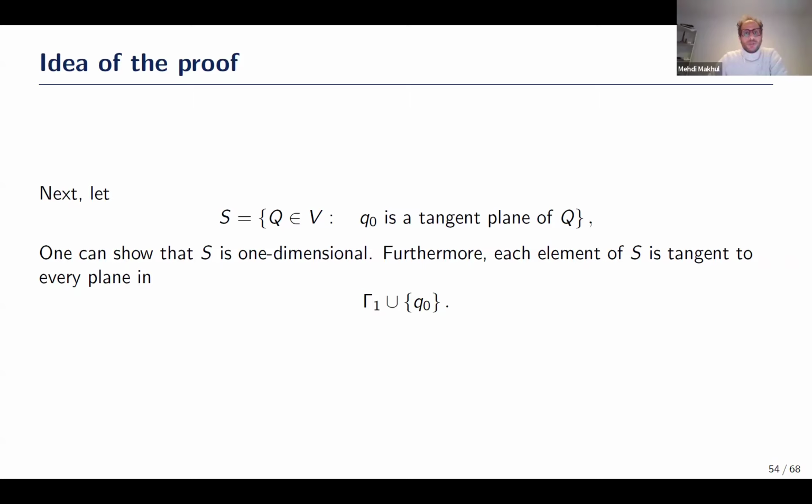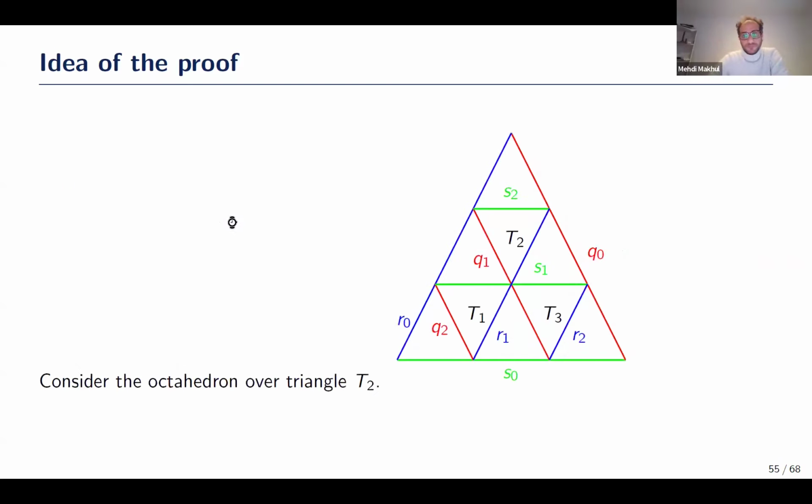So in the rest of the proof, we try to show that any plane in the web is a common tangent to the elements of S. So we already started with T1.